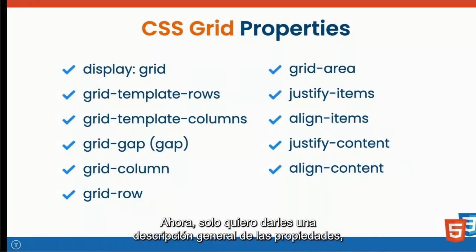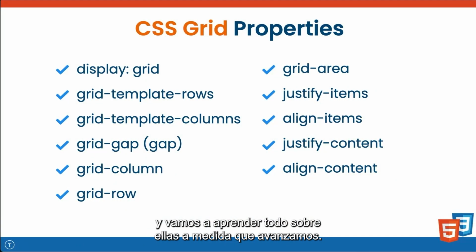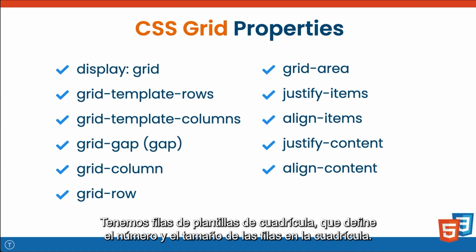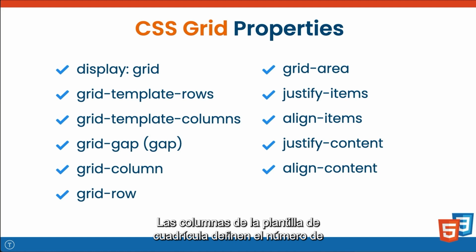Now I just want to give you an overview of the properties, and we're going to learn all about these as we move along. So first we have display grid, which obviously defines the parent container as a grid. Then we have grid-template-rows, which defines the number and size of rows in the grid. grid-template-columns defines the number and size of columns in the grid.